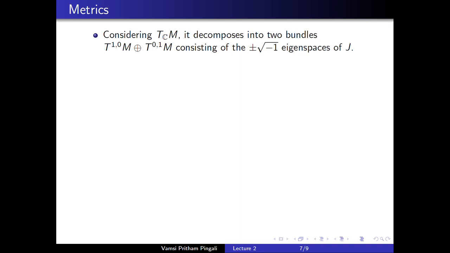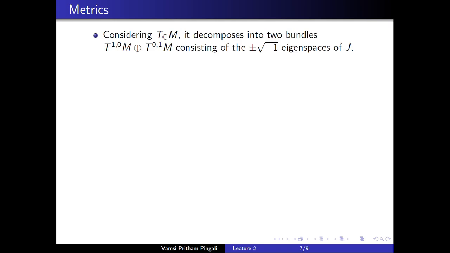If you give me any real vector space of dimension 2n and you give me an almost complex structure on it, if you complexify this vector space, it breaks up into 2 vector spaces of the same dimension, which are the plus minus square root of minus 1 eigenspaces of the almost complex structure. And this is true even for vector bundles. In particular, if you take the complexified tangent bundle, it decomposes into 2 complex vector bundles, T10 and T01.